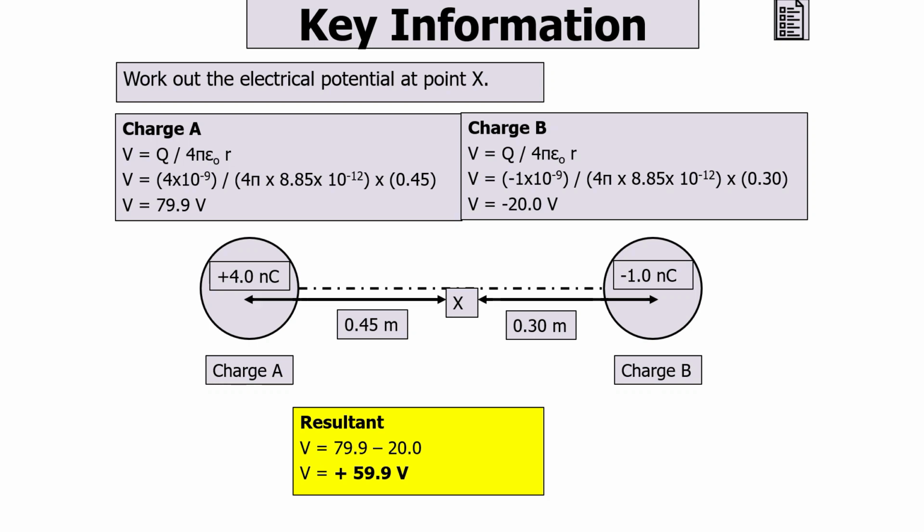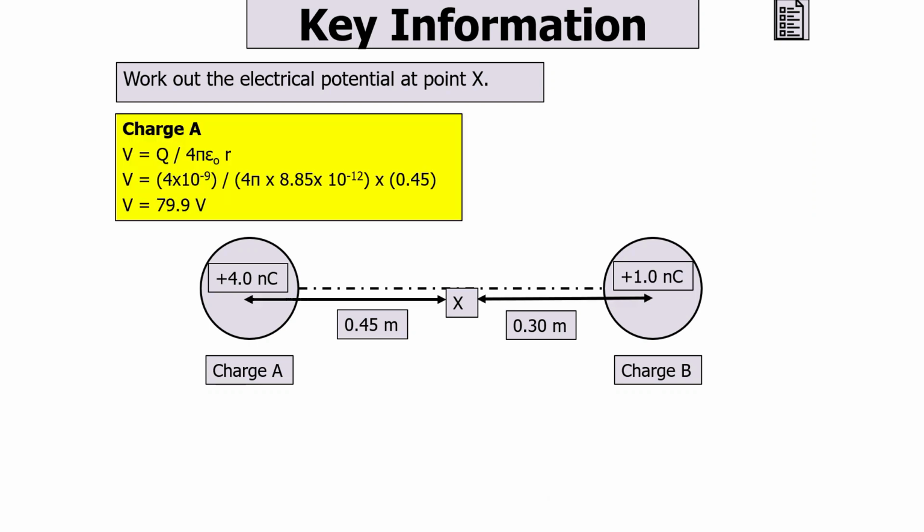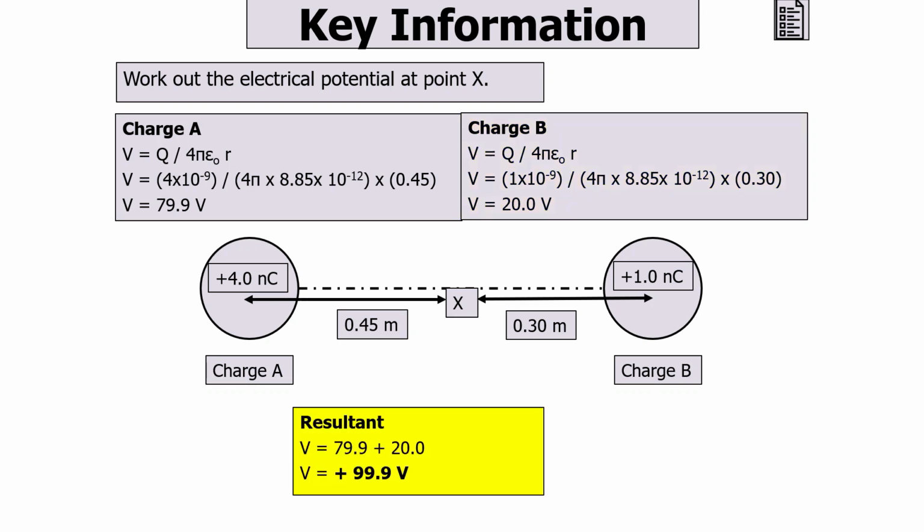Now again, we could work it out for two positive charges. So again, you would work out your electrical potential from charge A, which is 79.9 volts, and this time work out the electrical potential from charge B. But now it's positive 20 because it's a positive charge, so therefore all positive charges produce positive potentials. So you sum them, which is now an addition, so it's plus 99.9 volts.